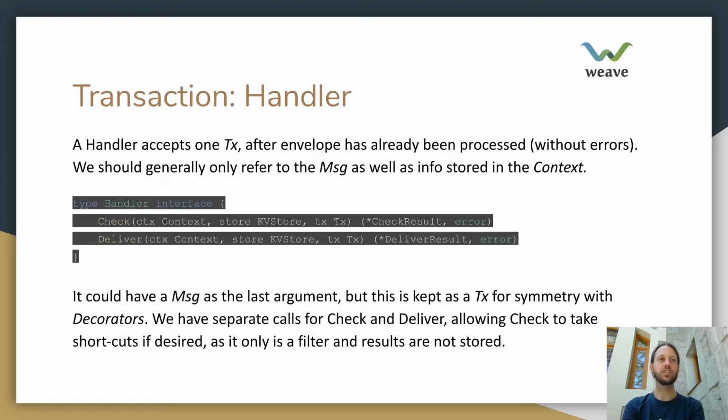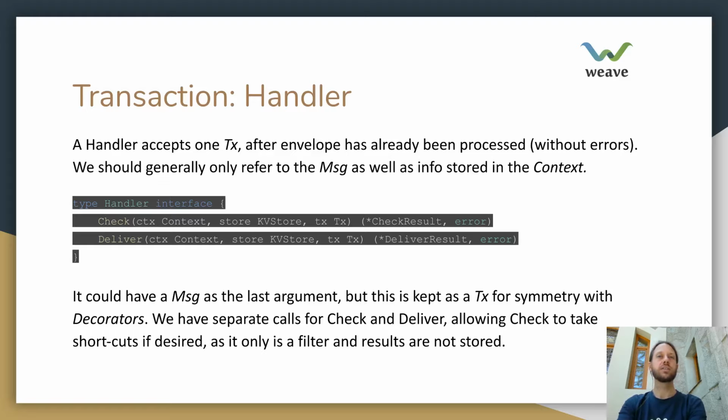We have a separate call for check and deliver to allow them to take shortcuts. I think we ended up doing very similar code in most of these, so we may want to combine these into one in a future version. But right now they're two different ones which reuse validation code and do similar logic. We will look into that later.